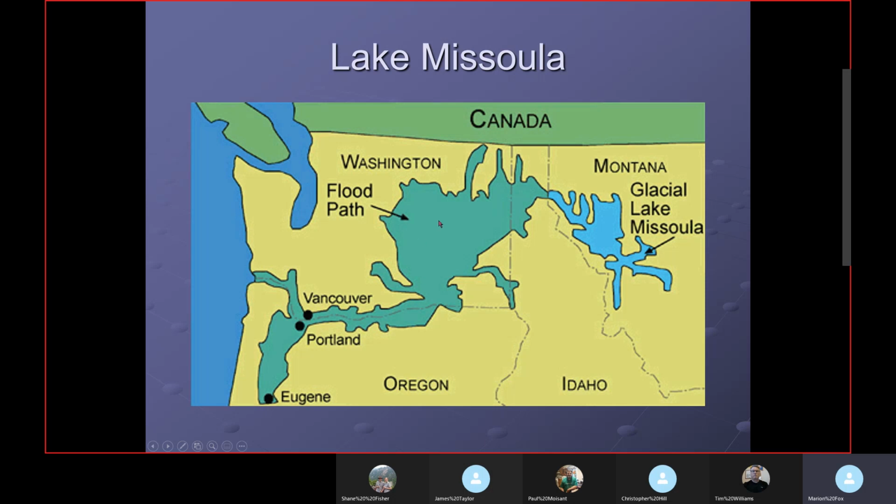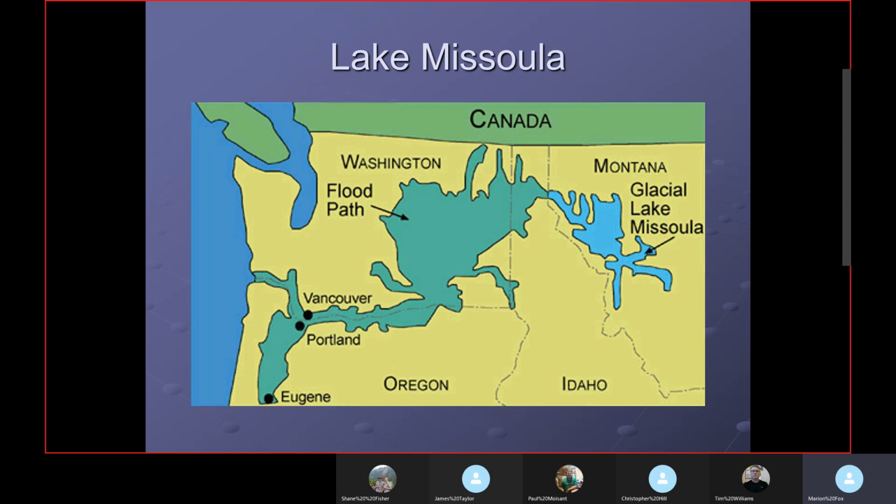We've got a region called the Scablands. Basically what you have is rock, down to the rock, and there's almost no soil on top of it. They're called the Scablands.